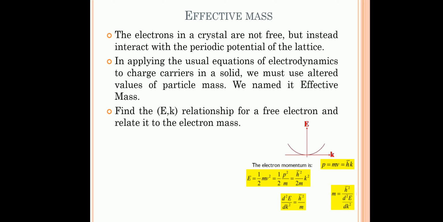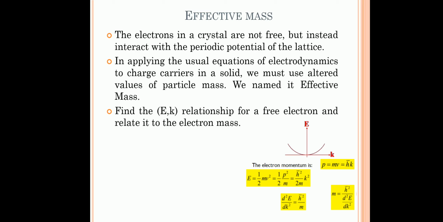So we can say that electrons in a crystal are not free but instead interact with the periodic potential of the lattice. In applying the usual equations of electrodynamics to charge carriers in a solid, we must use altered values of particle mass. We named it effective mass. We can't apply the usual electrodynamic equation to charge carriers or electrons in solids, so for a crystal or a solid we use altered values of particle mass, which is called effective mass.